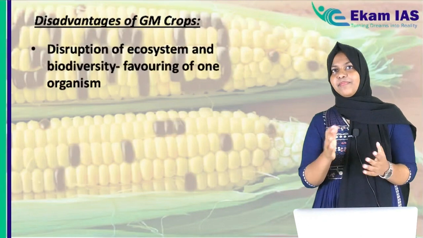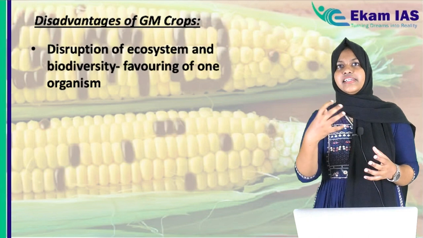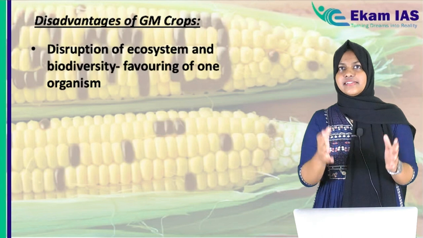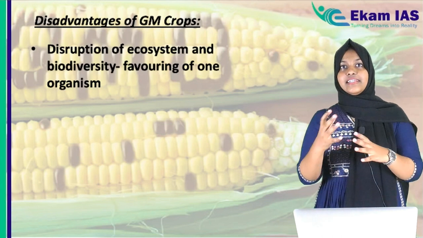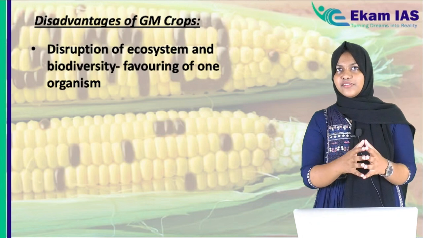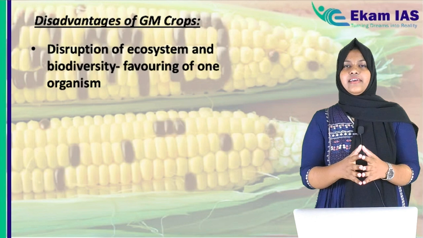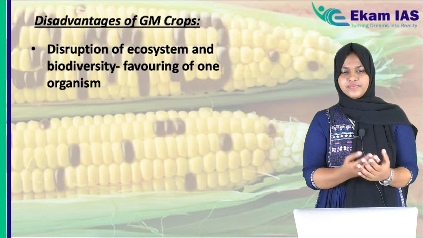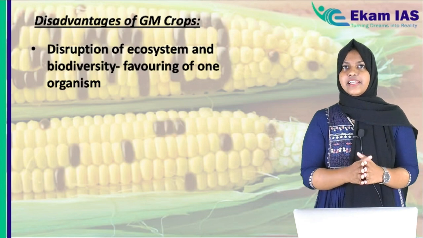Disruption of ecosystem and biodiversity. So we know that we are artificially inserting some genes, or making some alteration in the existing genes, to create a new variety of species. So it is not scientifically that much proven, there is no proper evidence for that, but still we can say it can disrupt other species in that same ecosystem.